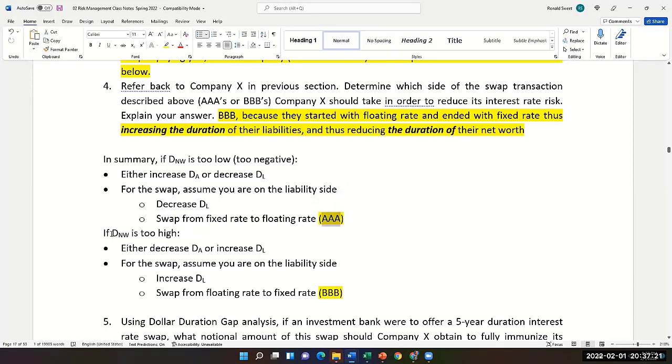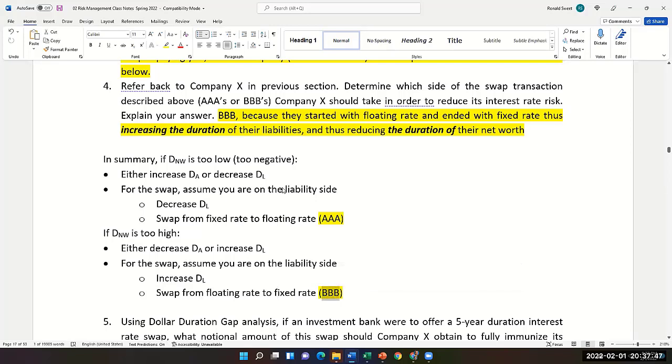If your duration of net worth is too high, that's that 6.43 we just did, you either want to decrease the duration of assets or increase the duration of liabilities. We're assuming we're on the liability side, so in that case we want to increase the duration of liabilities, so we want to swap from floating to fixed. That's where triple B is.